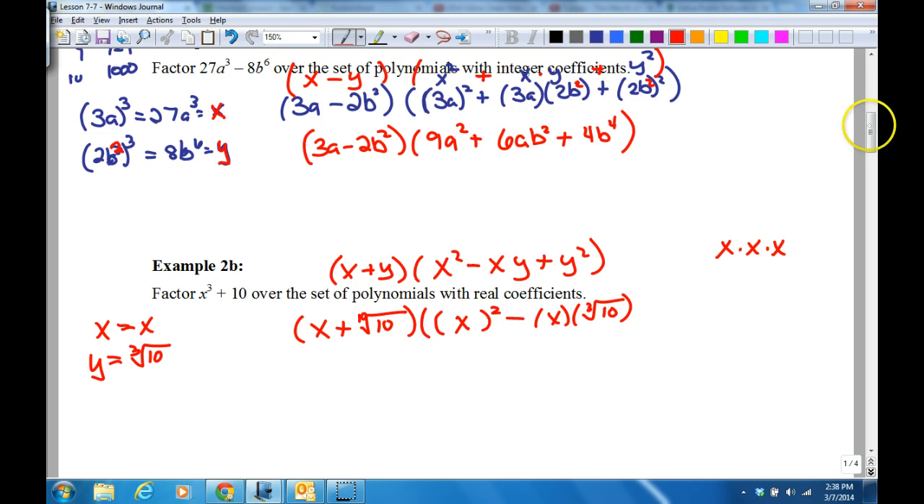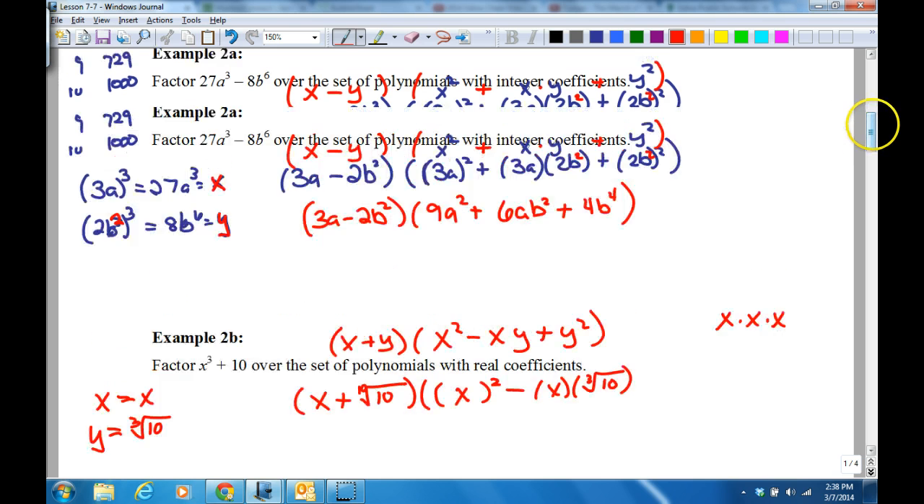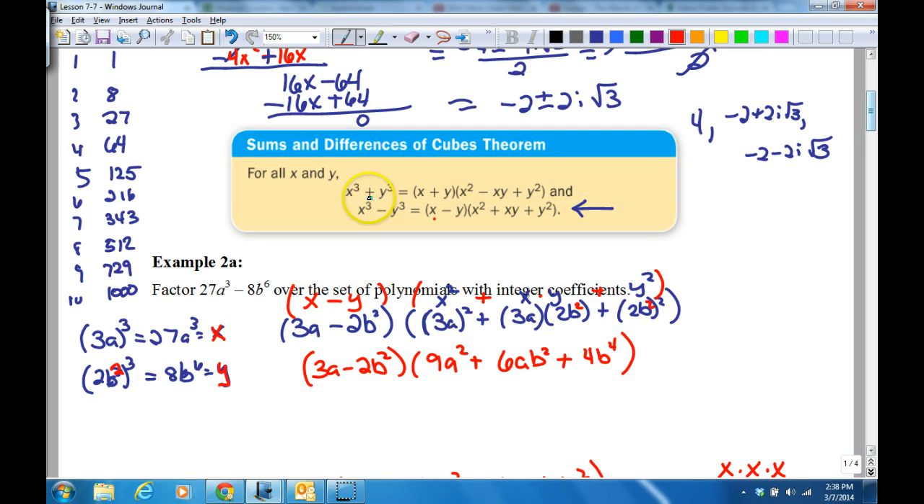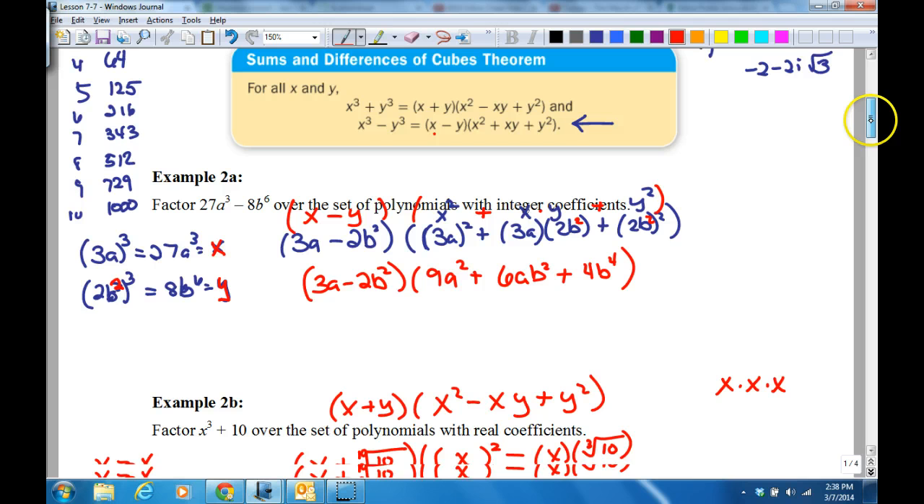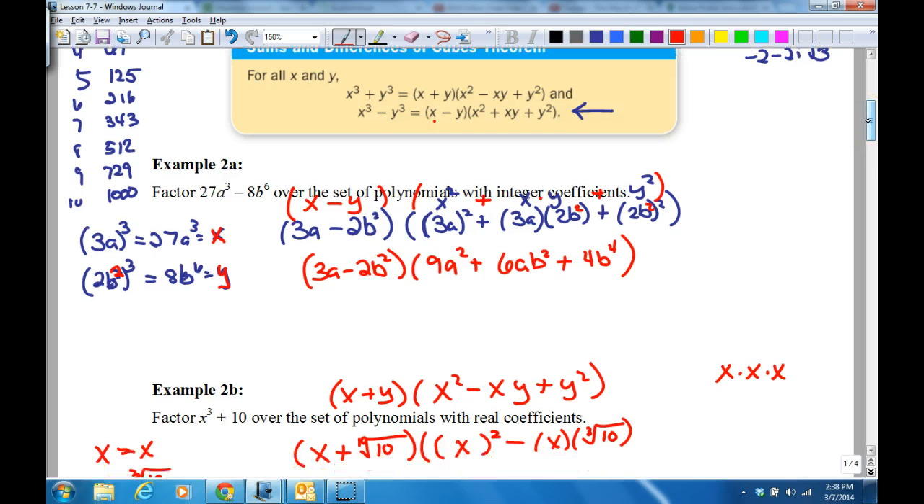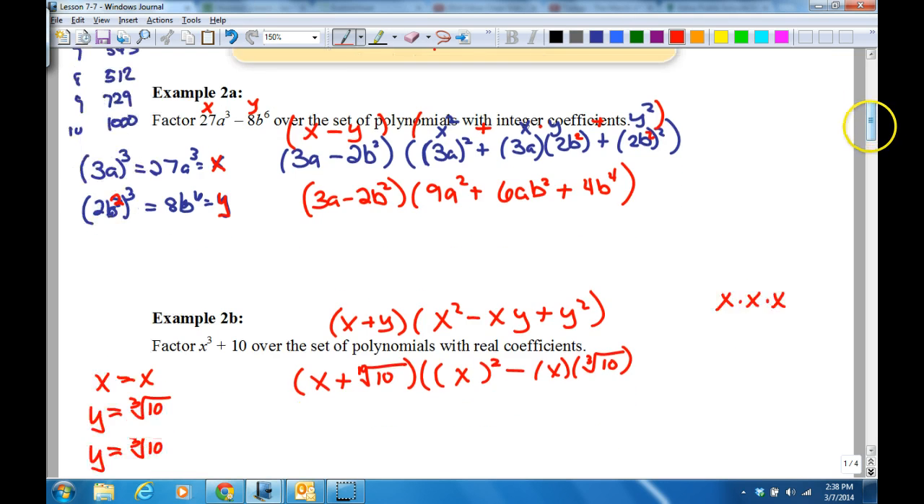Good question, because this one is an x to the 3rd plus 10, and if you go back to the formula up here, notice that if it starts with a plus, it has a minus. Okay? Really important to notice that. I'm glad you did. I just follow the order that they gave us. So this one I make x, this one I make y. Okay?